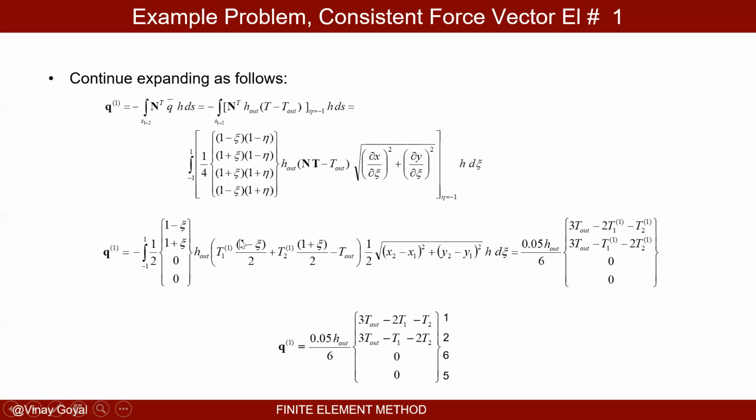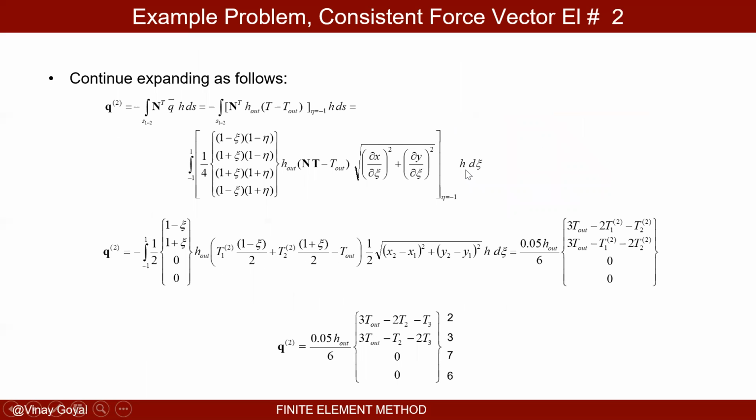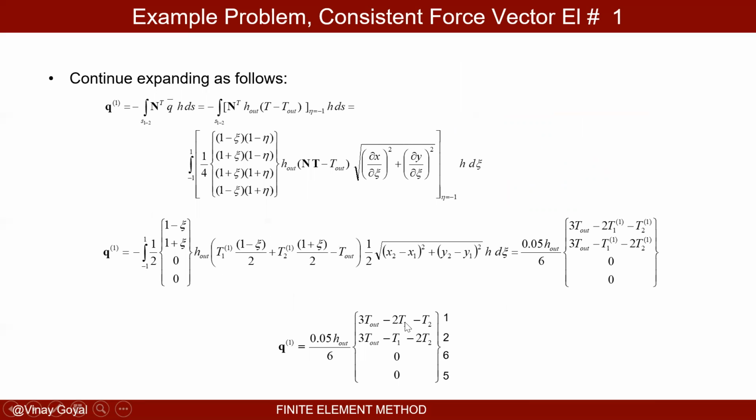And if you work this out, you will get this. That's in a local nodal element numbering system for element number 1, the superscript. This is all numbers. When I calculate all this is what I get. Again, T out, the temperature of the air outside is known. T1 for element number 1 is T1. For element number 2 is T2. So for element number 1 is T2, node 2, and so forth.